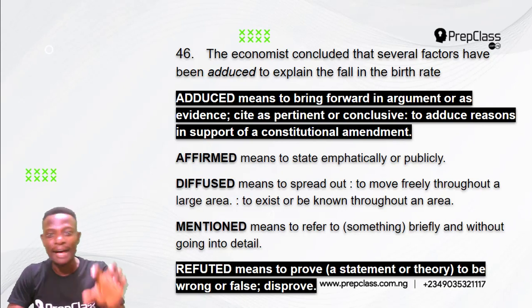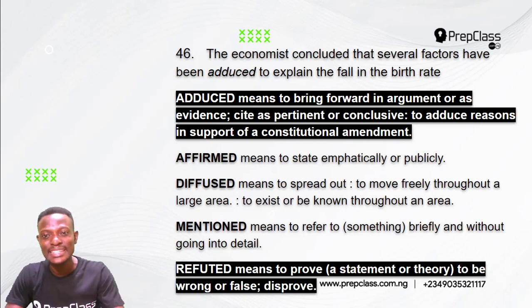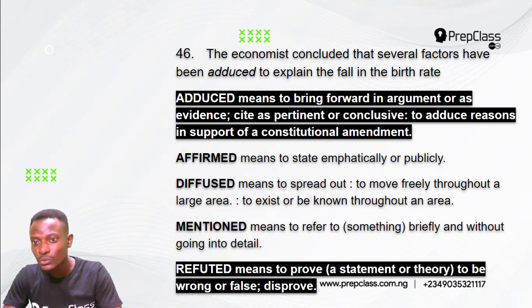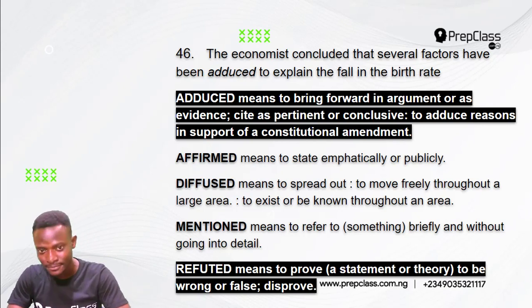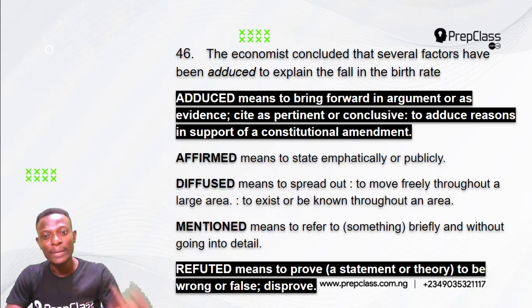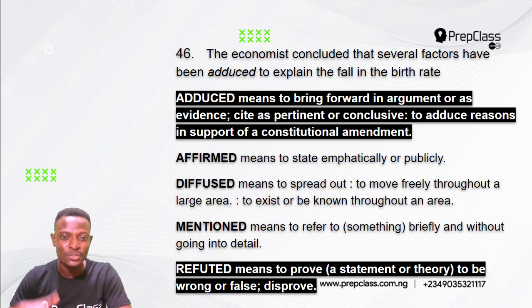Option A, affirmed. Affirmed means to state emphatically or publicly. Option B, diffused. Diffused means to spread out, to move freely throughout a large area, to exist or be known throughout an area. Mentioned means to refer to something briefly and without going into detail. The opposite in meaning to adduce is refuted.